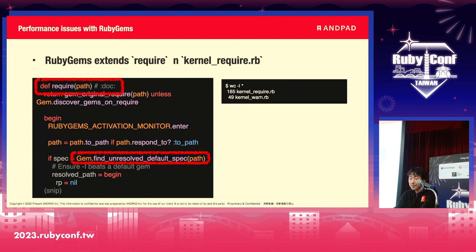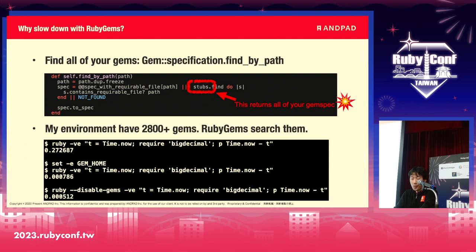So why is extended require slow? Extended require will call the find_by_path method for each require in your code. This method has a stubs method that returns all of the gemspec files from your Ruby installation path. So extended require will search all of the gems, which causes your require to be slower than the original Ruby's require.